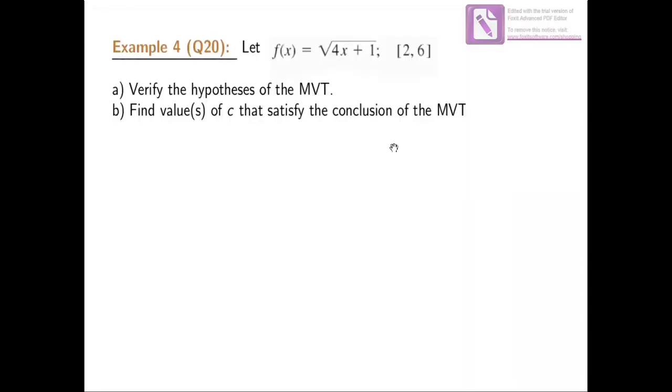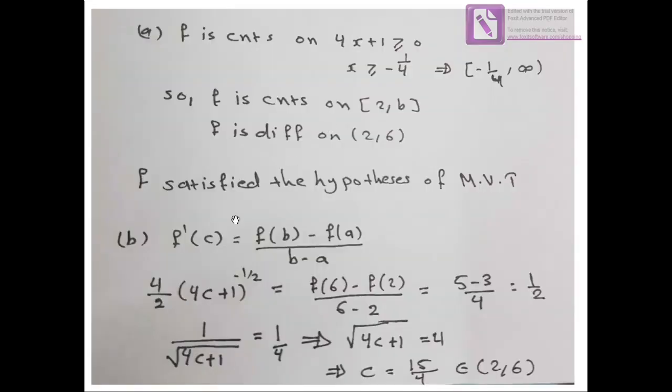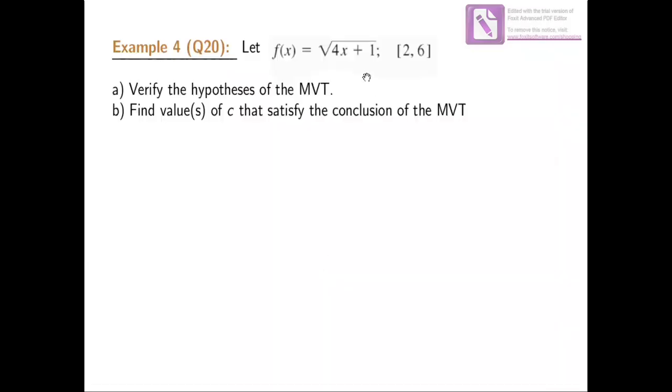Then we need to find part B. Find the values of c such that satisfy the conclusion of the Mean Value Theorem. So we need to find c such that f prime c is equal to f(b) minus f(a) divided by b minus a. So now first we need to find the derivative of this one, which will be 1 over 2 multiplied by (4x plus 1) to the power minus half, multiplied by the derivative of 4x plus 1, which is 4.